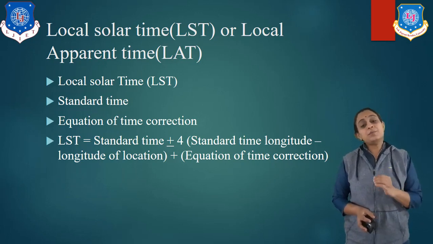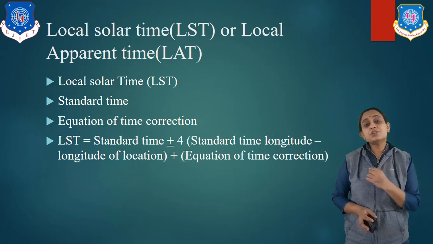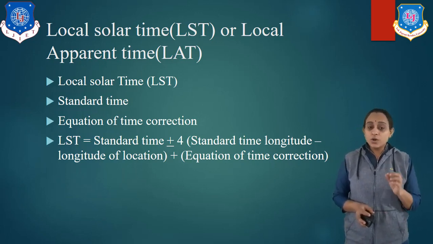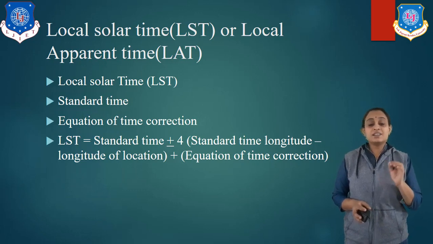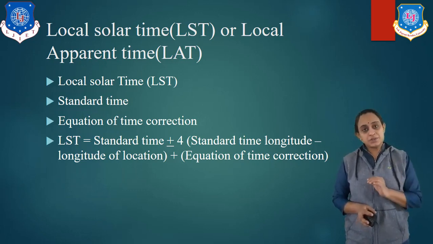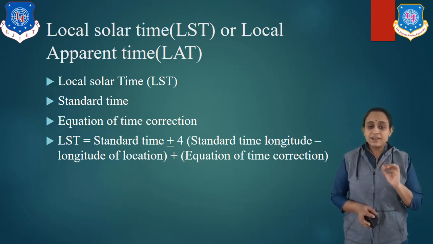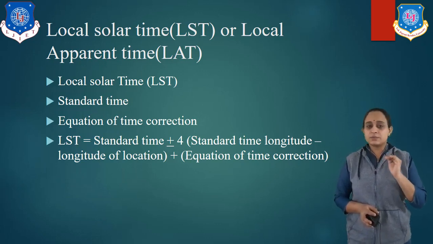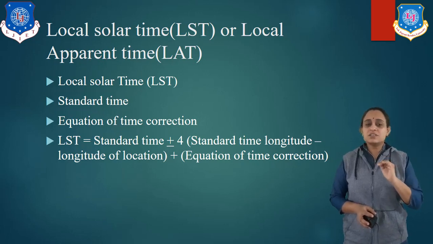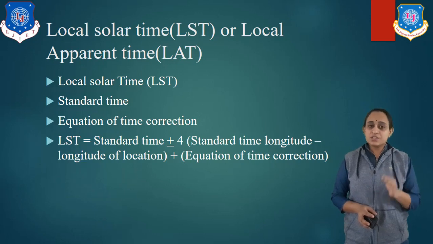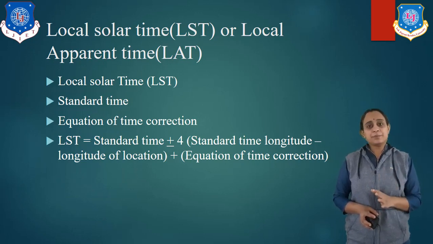Now the equation of time correction. What is it? It is added due to the fact that Earth's orbit and rate of rotation are subjected to small perturbations. I repeat, Earth's orbit and rate of rotation are subjected to small perturbations, so it is delayed by some time. It means we have to consider the equation of time correction in our equation. So this is our local solar time equation. Students, you have to remember this.